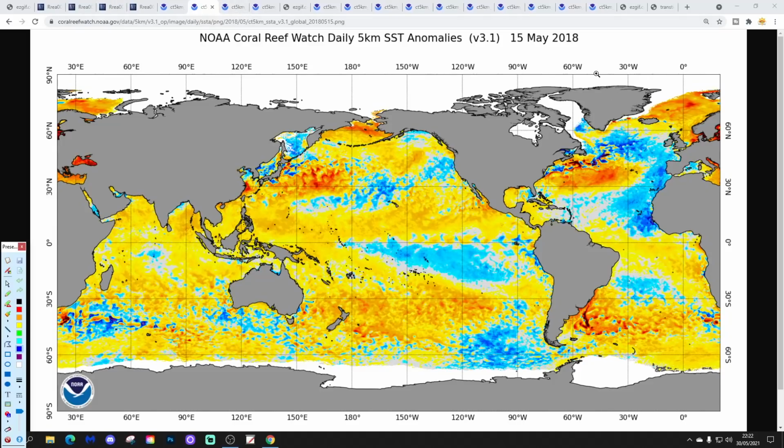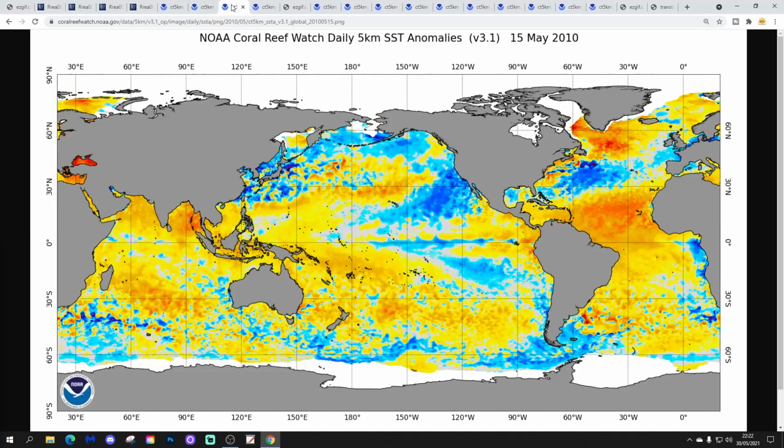So this is a reverse tripole from 2018, but this from 2010 is a classic example of a tripole. This is from the 15th of May 2010, and if you want a negative NAO in the following winter, this is what you are looking for in the month of May. So you're looking for warmer than average sea surface temperature anomalies from Newfoundland to Greenland.